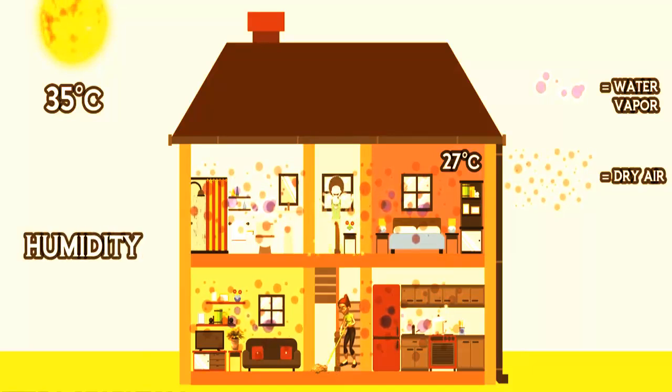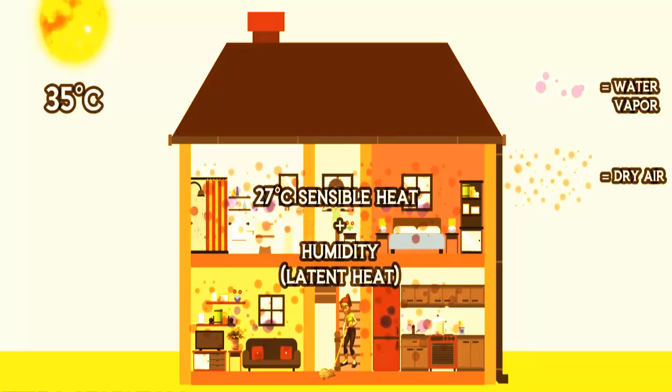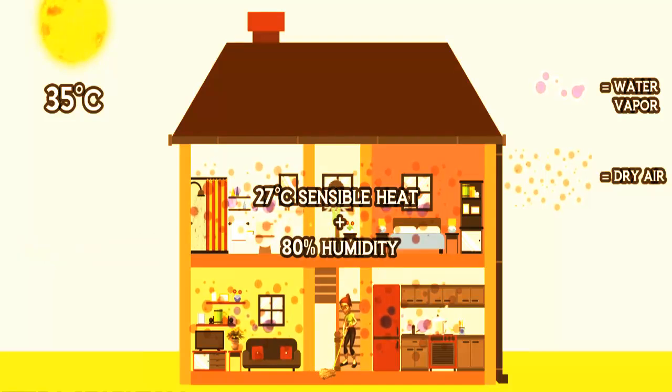This humidity is measured as a percentage. Now, the house has both 27 degrees Celsius, 80.6 degrees Fahrenheit sensible heat and humidity, that means latent heat. Let's say the humidity is 80%. So, sensible heat is 27 degrees Celsius, 80.6 degrees Fahrenheit, and humidity is 80%. Now, in the room with this sensible heat and a latent heat of 80% humidity, we will feel a temperature of 30 degrees Celsius, 86 degrees Fahrenheit.